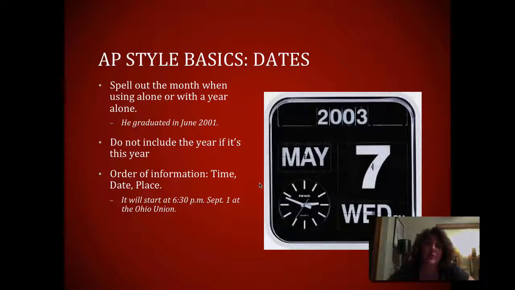We spell out the month when we're using it alone or with the year alone. So here we see he graduated in June 2001, or he graduated in September. Those would be spelled out. We don't have to include the year if it's this year. So if you're graduating this year, we would say you're graduating in June as opposed to giving the year. And I remind you again, the same thing, the time, date, and place. Start at 6:30 p.m. September 1st at the Ohio Union.